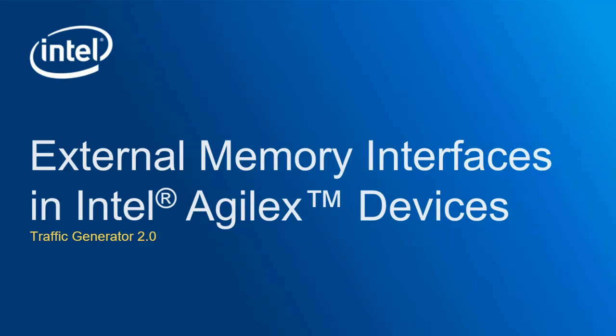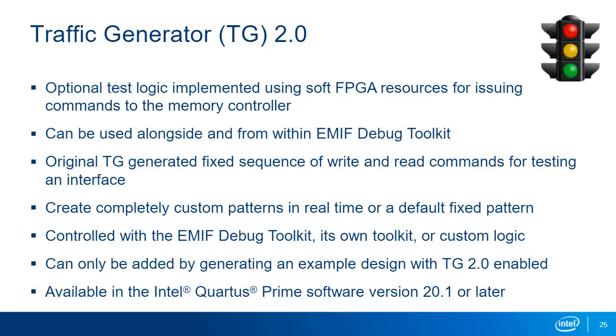Another tool you can use to help debug an interface is the all-new Traffic Generator 2.0. Let's take a look. Along with enabling the EMIF Debug Toolkit, a Traffic Generator component can be implemented as part of the interface design to issue memory access commands to the EMIF IP and the external memory. The Traffic Generator, or TG, is meant usually as a temporary replacement for the user logic that will eventually communicate with the interface. It is implemented in regular FPGA logic resources, so it can be customized for debugging purposes.